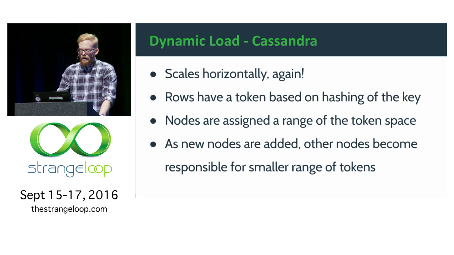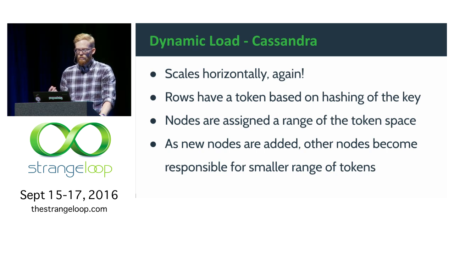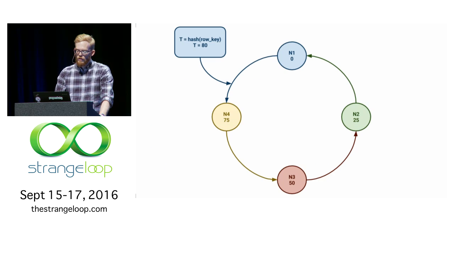The key for a Cassandra row is going to be hashed into a token in a known very large range. And the nodes in the cluster are each assigned a range of those tokens. So therefore, a given row will go onto a known node in the cluster. Then as you add nodes, the original nodes become responsible for a smaller range of tokens.